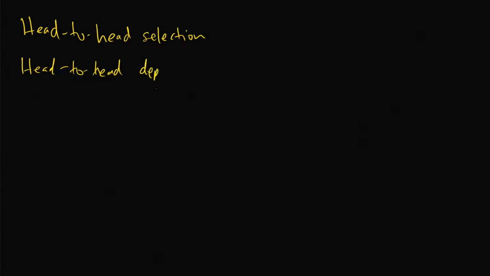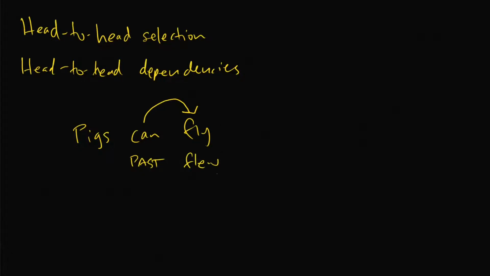This idea that a head can subcategorize for the head of its complement is called head-to-head selection, and it's the way that we are representing head-to-head dependencies in our grammar, where there's some kind of relationship between two different lexical items. Can requires a verb in the bare form, and past tense requires a verb in past form. This will be really important for the homework 4 solution.